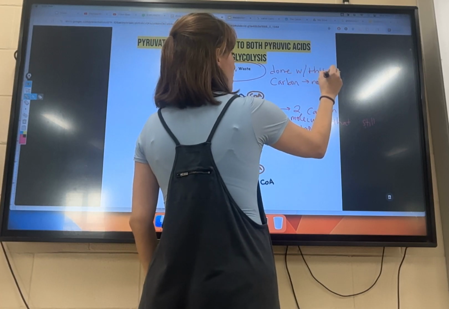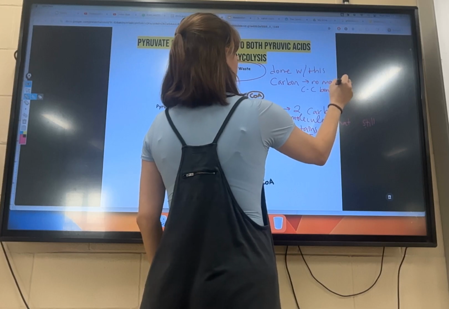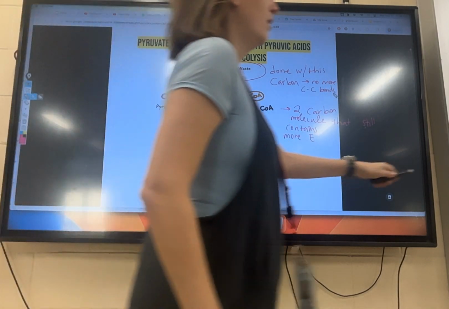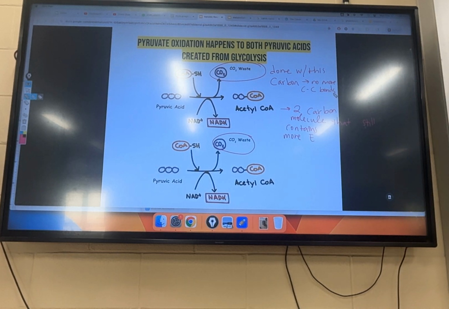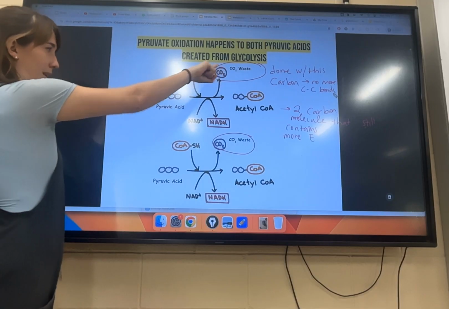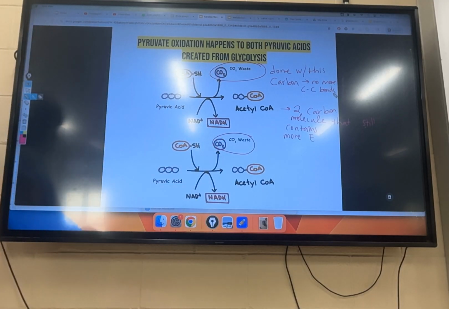Because it has no more carbon-carbon bonds with all that energy. So we're done with the CO2 here. This is where 2 of the CO2s in my waste, in my reaction, come from. 2 of them are coming from pyruvate oxidation. I break a carbon off of this pyruvic acid. I get CO2 waste. I break one off this one. I get another one. There's 2 of my 6 CO2s that I've made in this process.